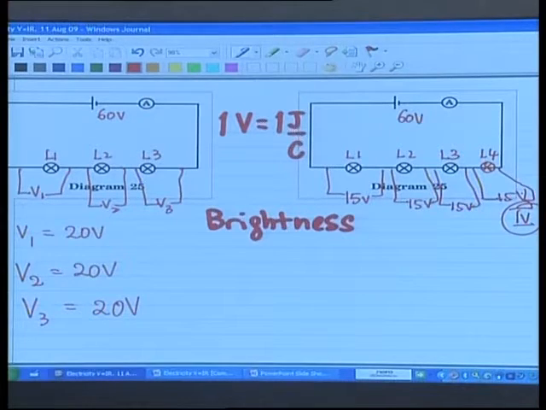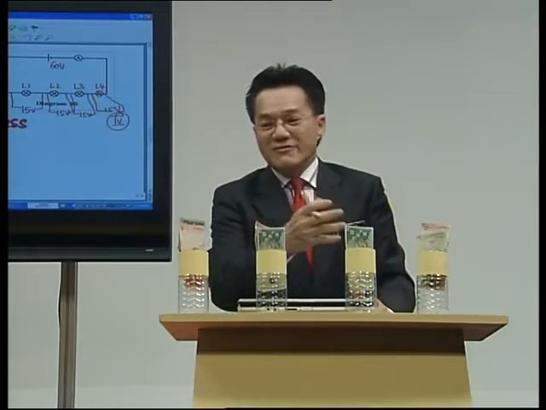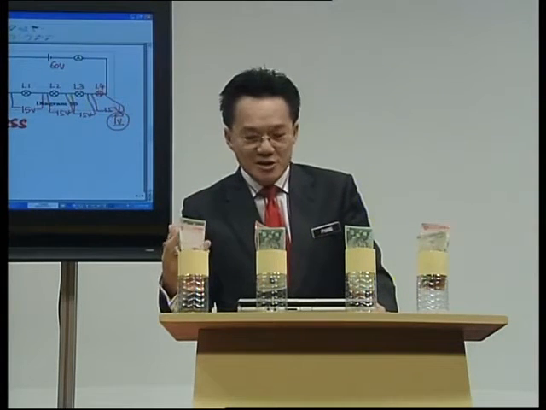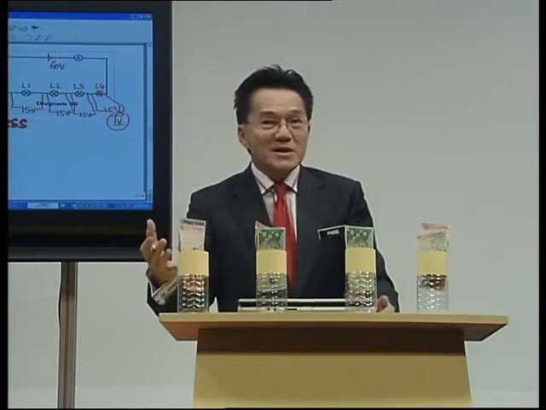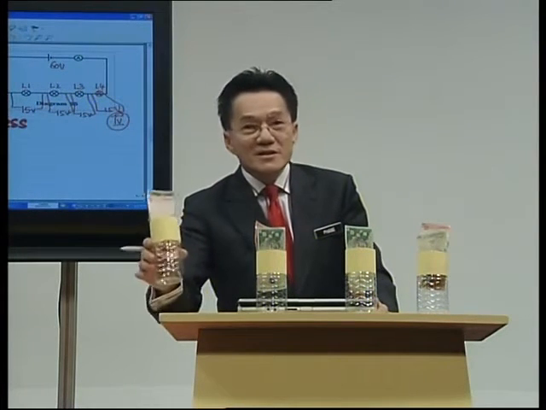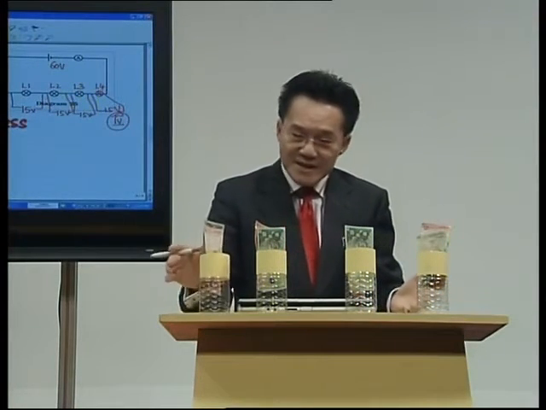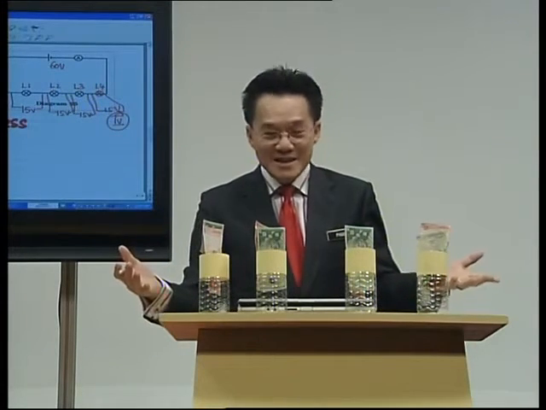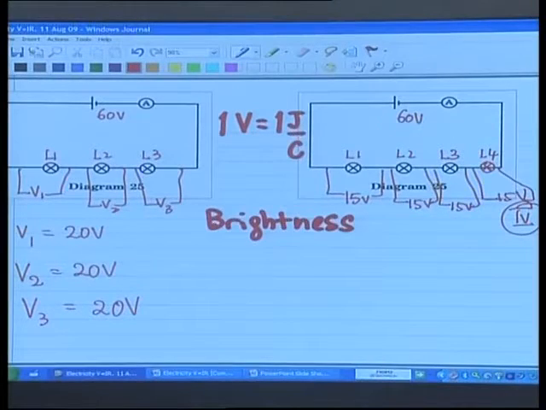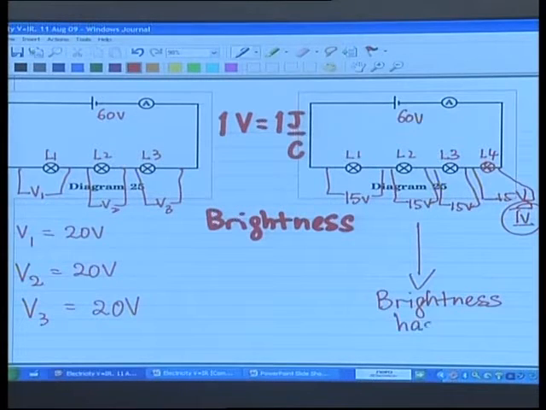So by just looking at the energy per unit charge, you know that the brightness of the bulb, what would have happened? Only 15 volts. Just now was 20. So which one is brighter? On the left hand side or on the right hand side? Okay, you can tell me, isn't it? So, very simply, when you look at the 2 diagrams, you will know that over here, the brightness has decreased. So, the brightness here has decreased.